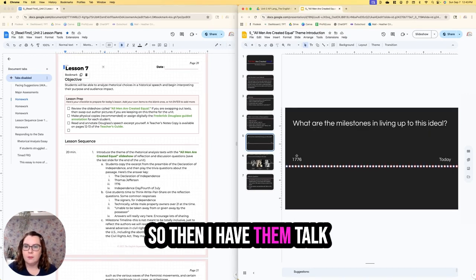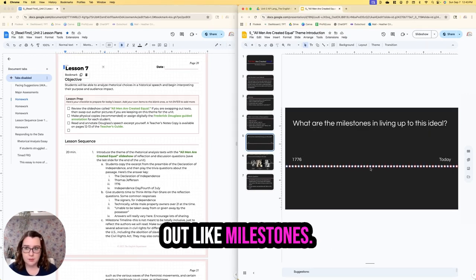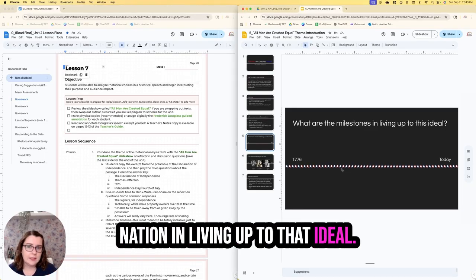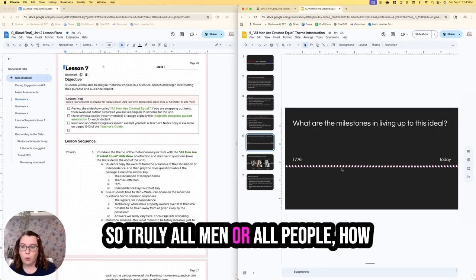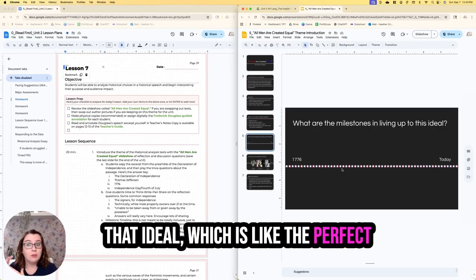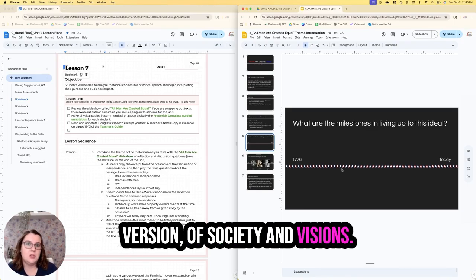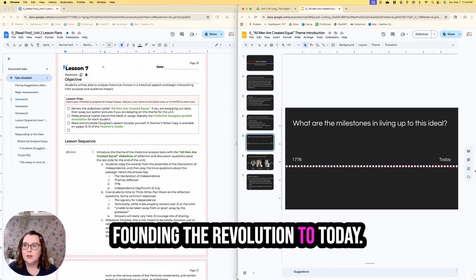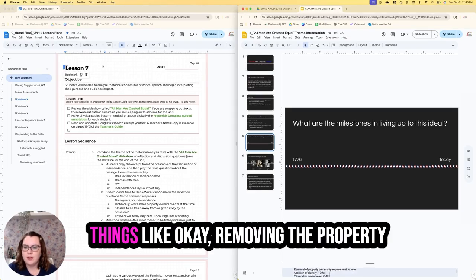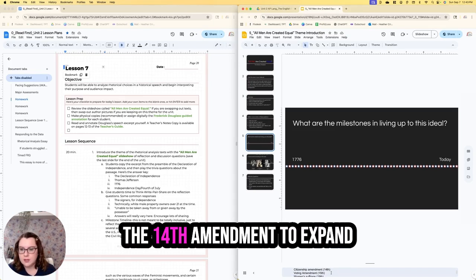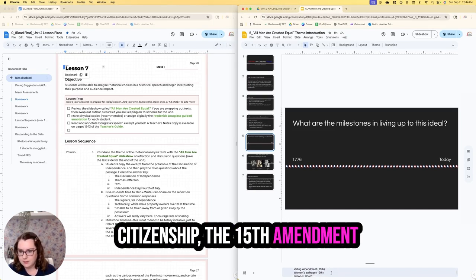Then I have them talk out milestones that we have achieved as a nation in living up to that ideal. So truly all men, or all people, how have we made progress towards that ideal, the perfect version of society envisioned, from 1776, the time of America's founding, the revolution, to today? Students will often come up with things like removing the property ownership requirement for voting, abolition of slavery, the 14th Amendment to expand citizenship, the 15th Amendment to expand voting rights.